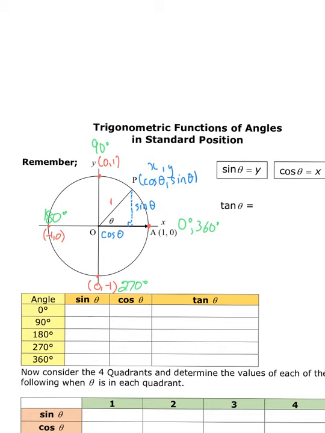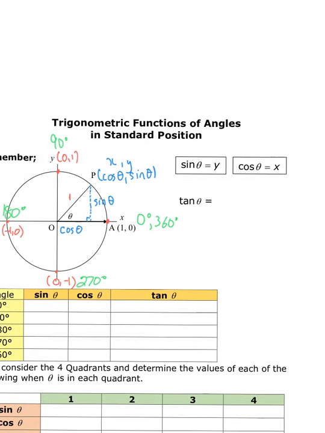So we have talked about sin θ and cos θ, but we have not talked about tan θ. Tan θ, we know, is the opposite over adjacent. And just like when we looked at sine and cosine for the first time in the unit circle, from this angle, the opposite is our y value, and the adjacent is our x value. So it's y over x.